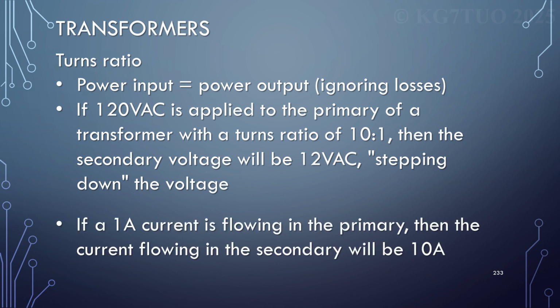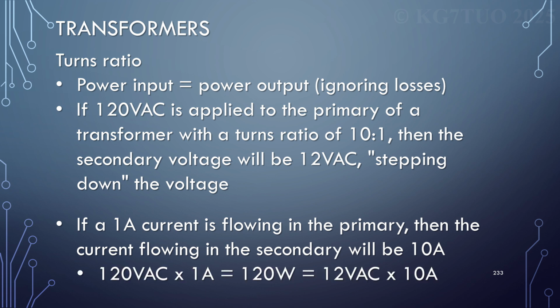If a 1 amp current is flowing in the primary, then the current flowing in the secondary would be 10 amps on a 10 to 1, okay? So every amp coming in, 1 amp in the primary, you're going to get 10 times out the secondary. Okay, you're going to get less voltage, but more current. Does that make sense? Because everything's related, right? One goes up, something else has got to change. Any one of E, I, R changes, everything else changes.